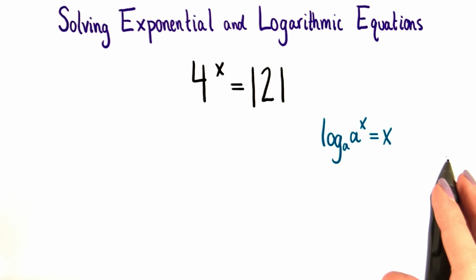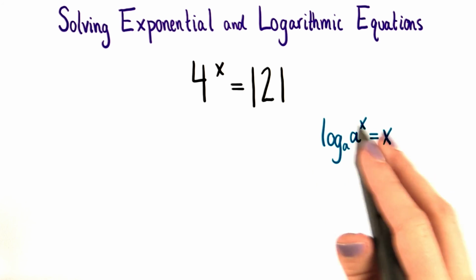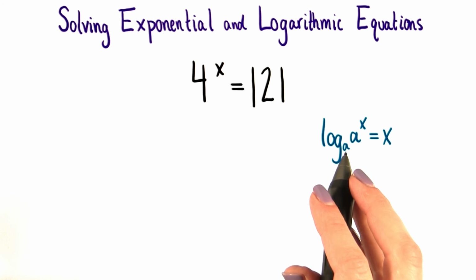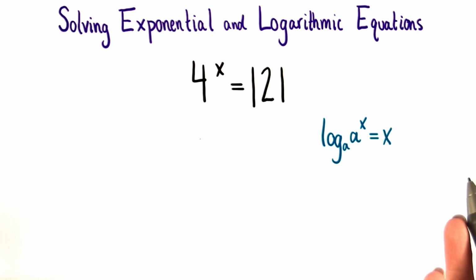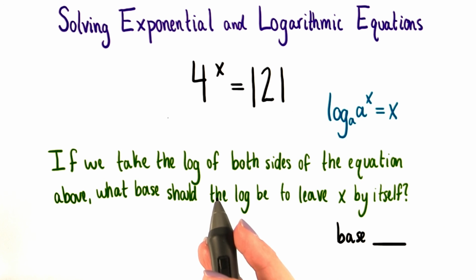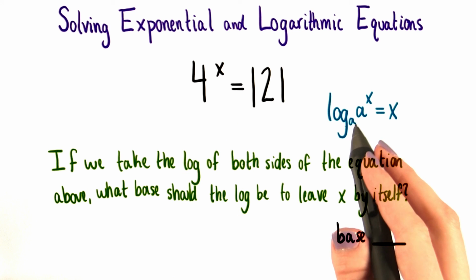One of those two inverse properties was this one, that if we have something like a to the x, just as we do here, if we take log base a of that, we'll just end up with x on this side of the equation. That sounds pretty good to me. So thinking about the equation that we have, what base should the log that we apply to both sides be? In other words, what should a here equal?